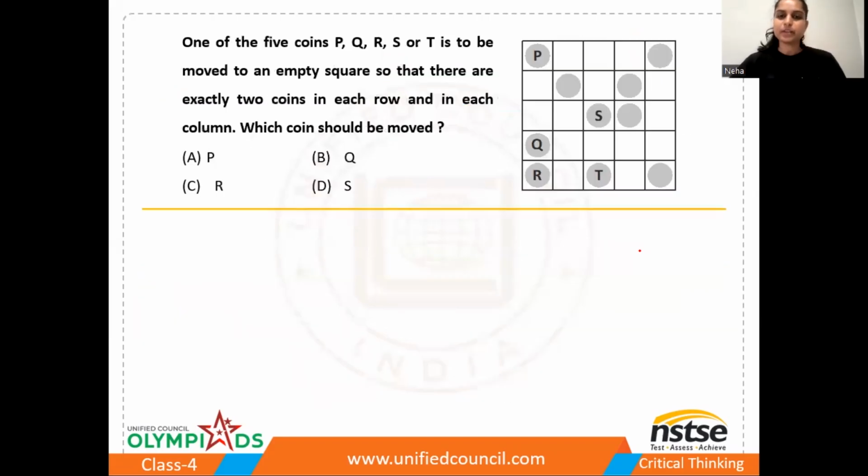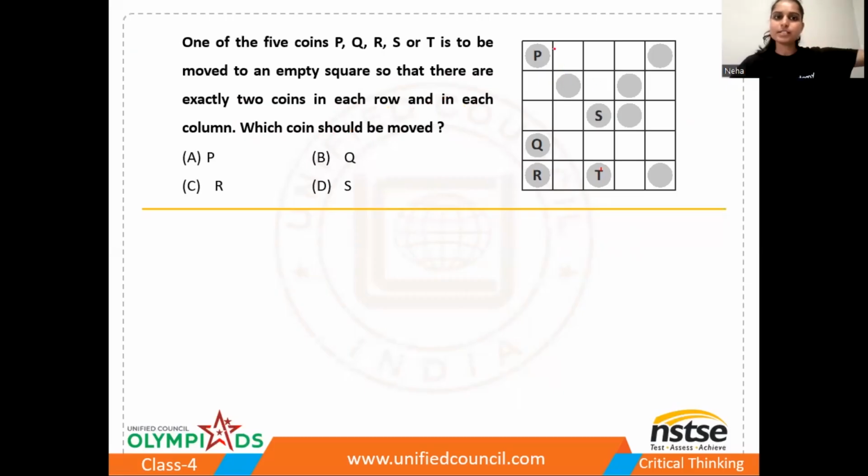The next one. Here is the next question, my dear students, and this is the last question for today. One of the 5 points, P, Q, R, S, and T, is to be moved to an empty square so that there are exactly 2 points in each row and in each column. Which point should be moved? We have 5 points here.